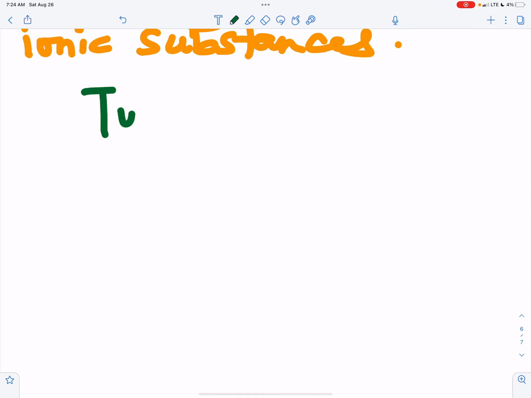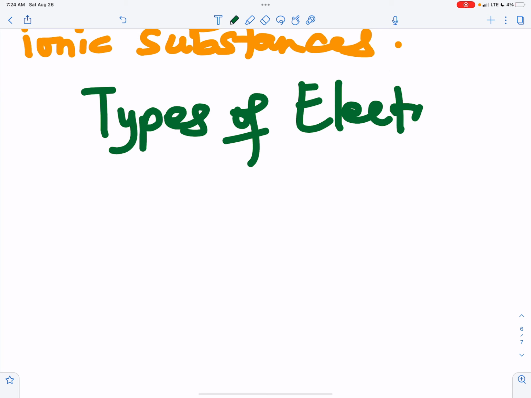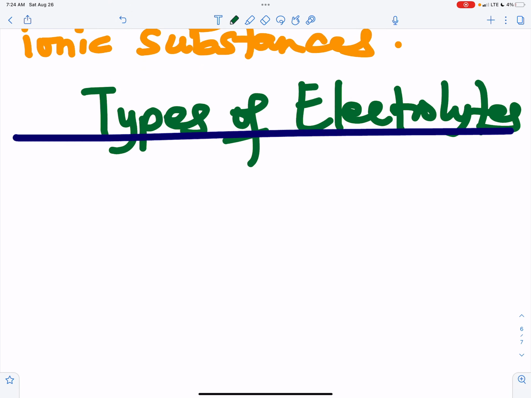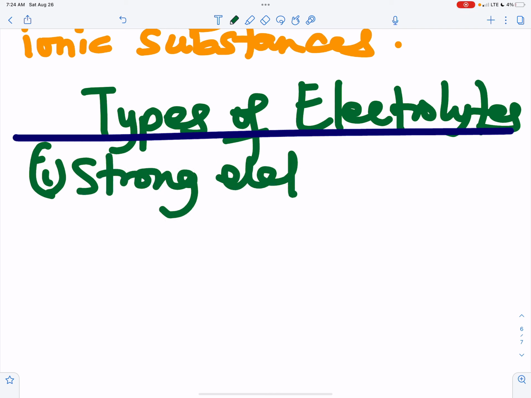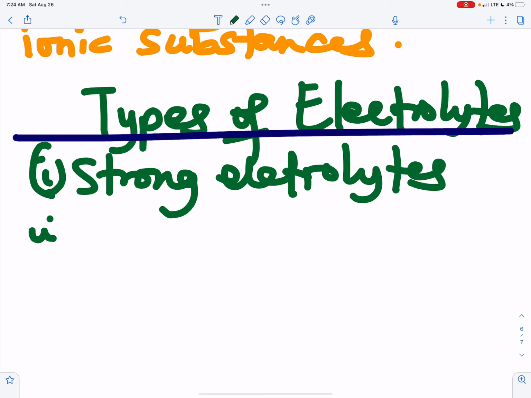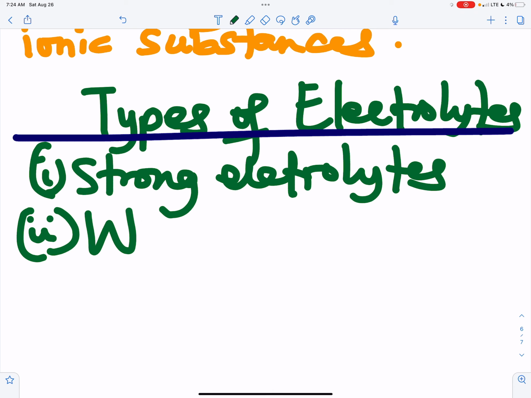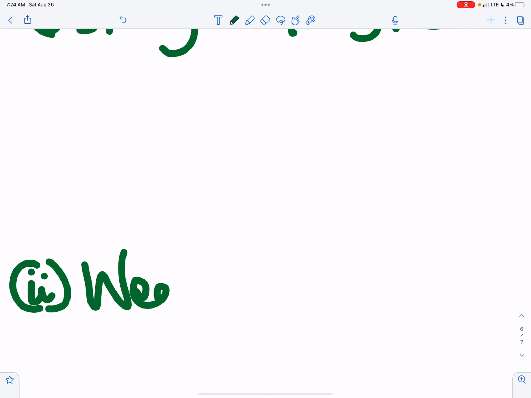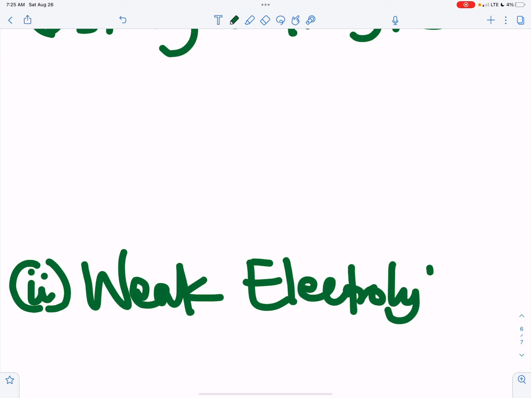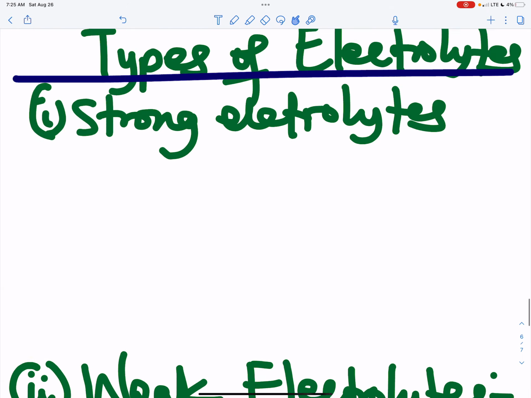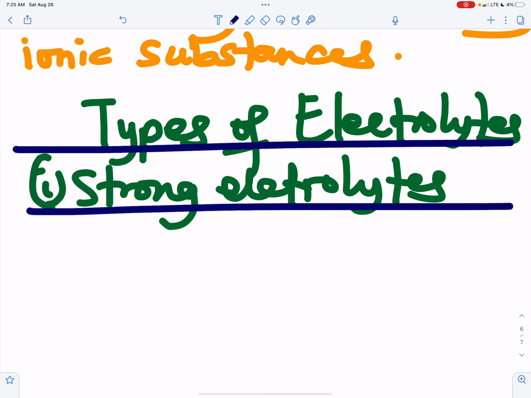And there are different types of electrolytes. Take a short note. There are strong electrolytes and there are weak electrolytes. Let's leave a space so I can put the examples underneath each one. So, what are strong electrolytes and what are weak electrolytes? We'll take them one after the other.